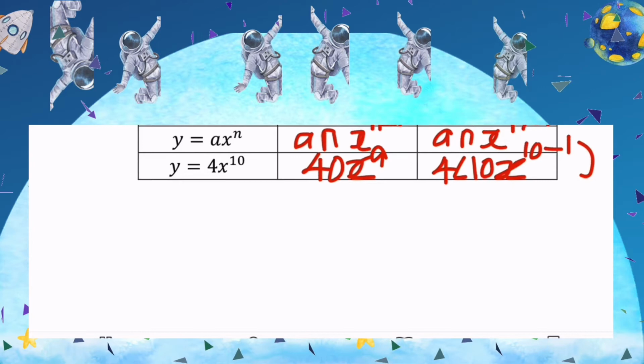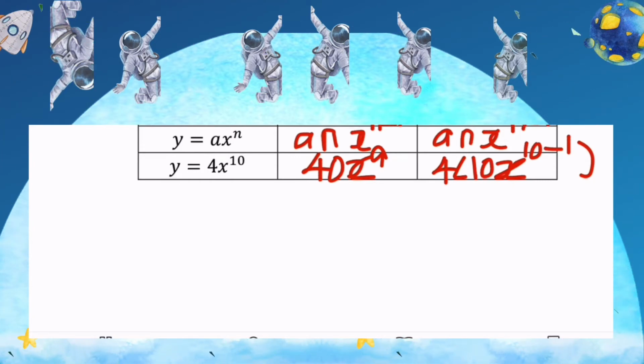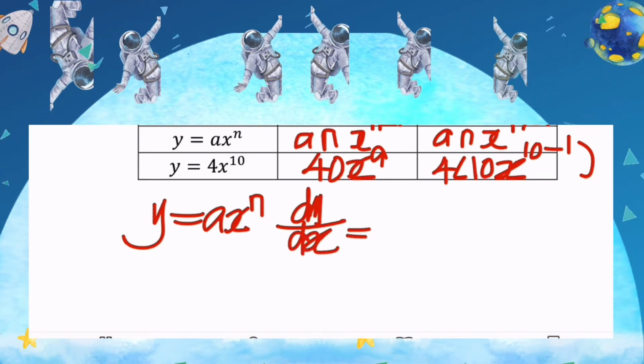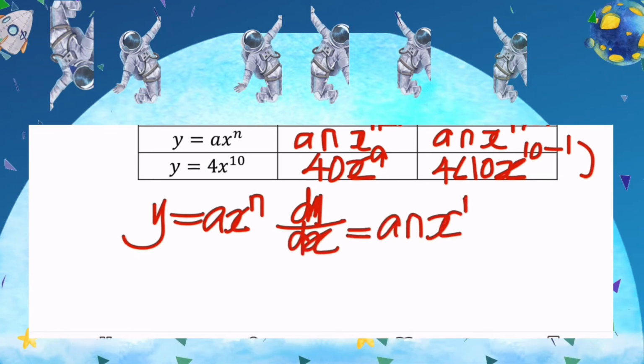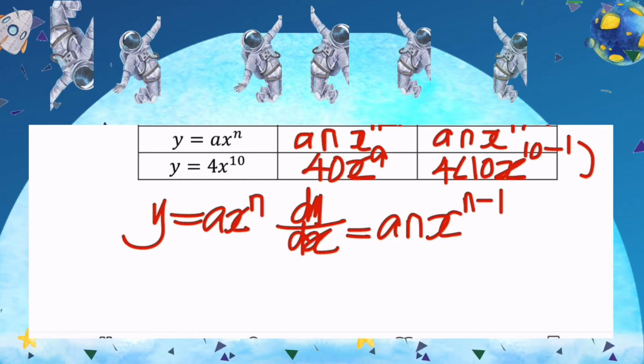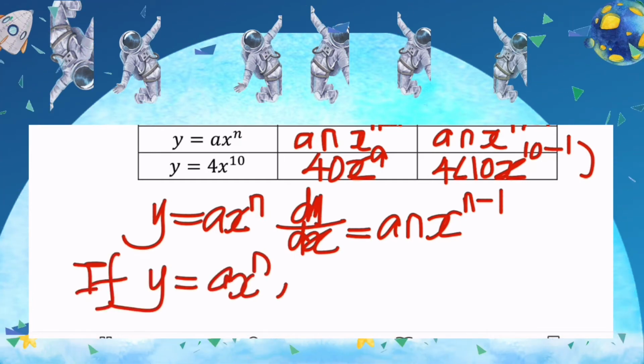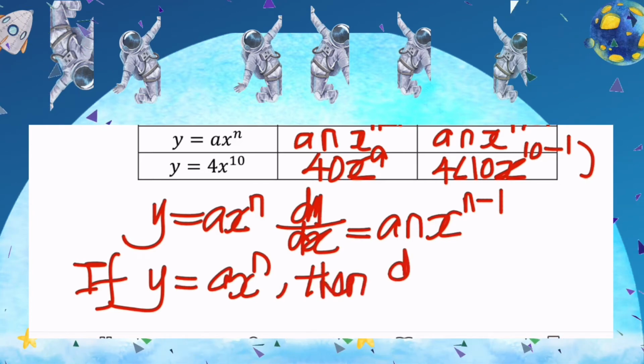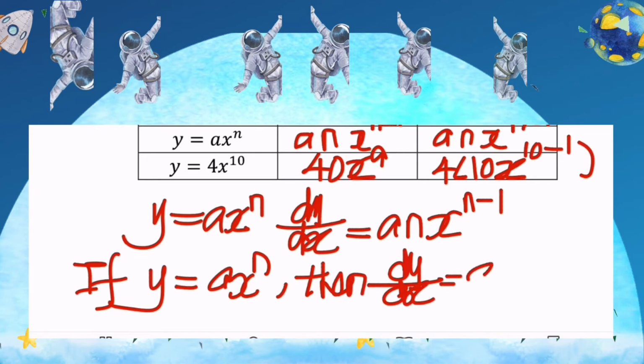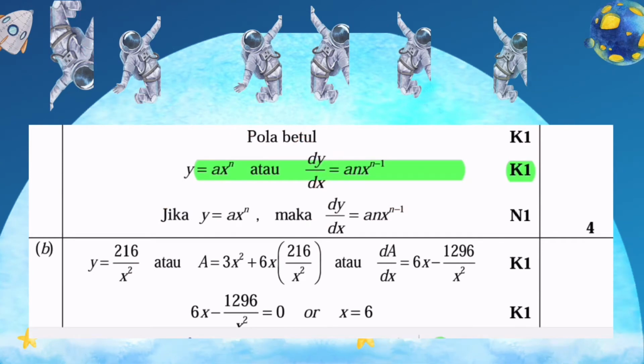This is the part A question, how to derive the formula for dy/dx by observing the pattern. So in short, y equal to ax^n, dy/dx should be equal to anx^(n-1). So the conclusion is, if y equal to ax^n, then dy/dx will be equal to anx^(n-1). So this is the general statement that we can conclude based on the pattern that we observe.